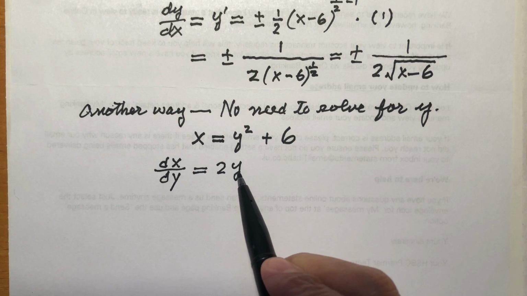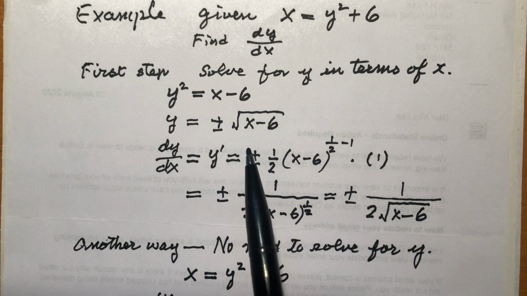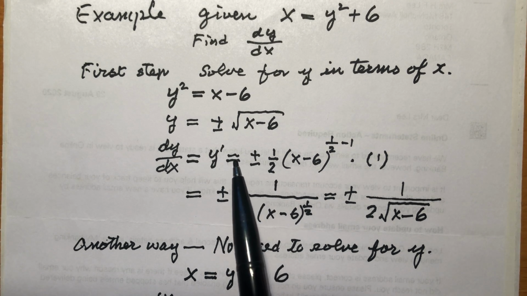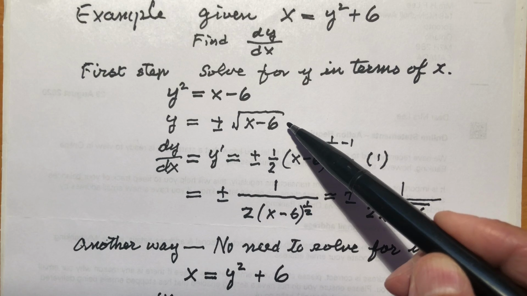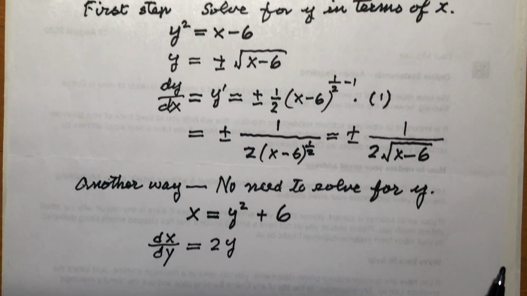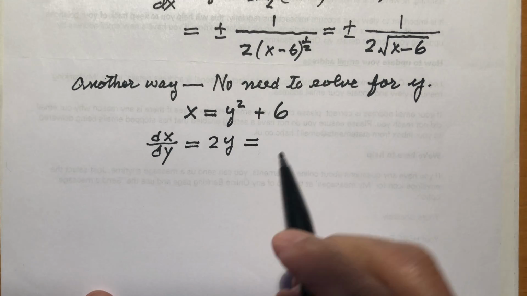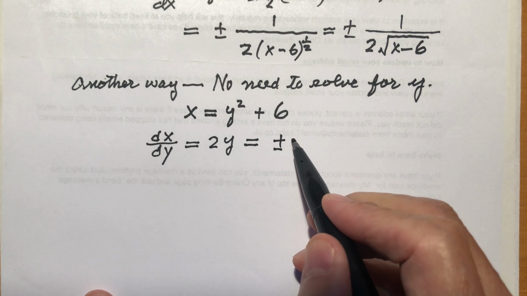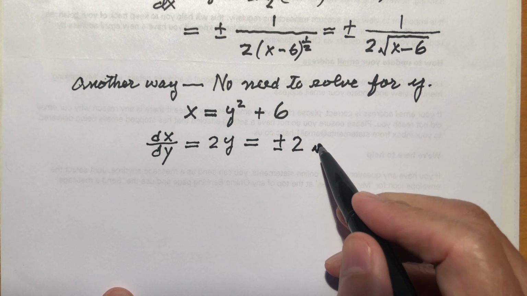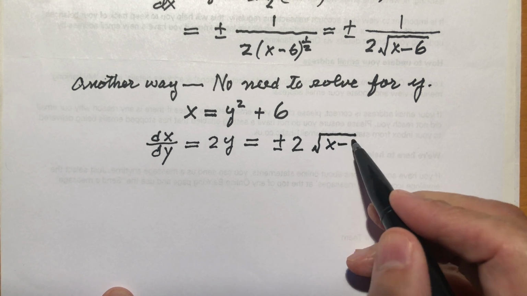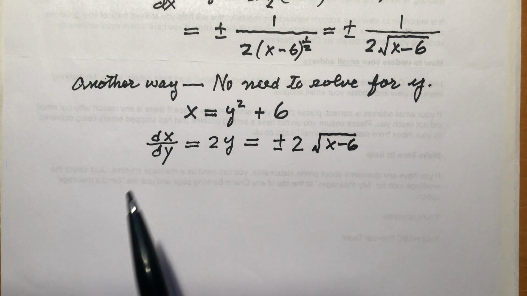What is y? Y is this, plus minus the square root of x minus 6. This is my y. So let's put the y into here. Plus minus, I keep the 2, and y is this. So this is my dx by dy.